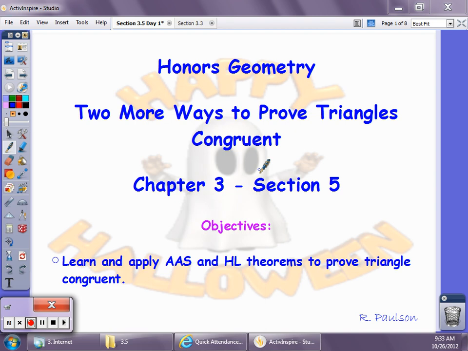This honors geometry lesson is on 2 more ways to prove triangles congruent. Chapter 3, Section 5. The objectives for today are to learn and apply the angle-angle-side and hypotenuse-leg, or HL, theorems to prove triangles congruent. The side-side-side, side-angle-side, and angle-side-angle postulates give us 3 methods of proving triangles congruent. In this section, we will discuss 2 other methods.